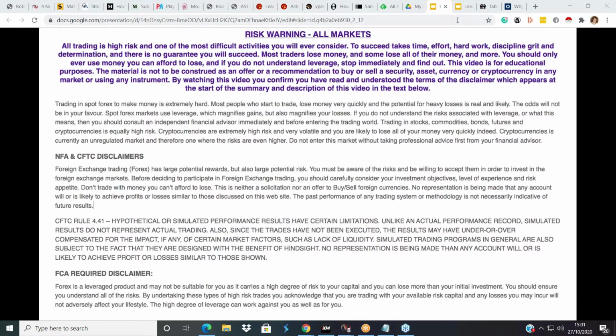But before we start looking at what is happening on the markets, may I just draw your attention to the disclaimer that I know you can see on your screen. As you know, trading can be a very risky business, so please don't ever think of using money that you cannot afford to lose.